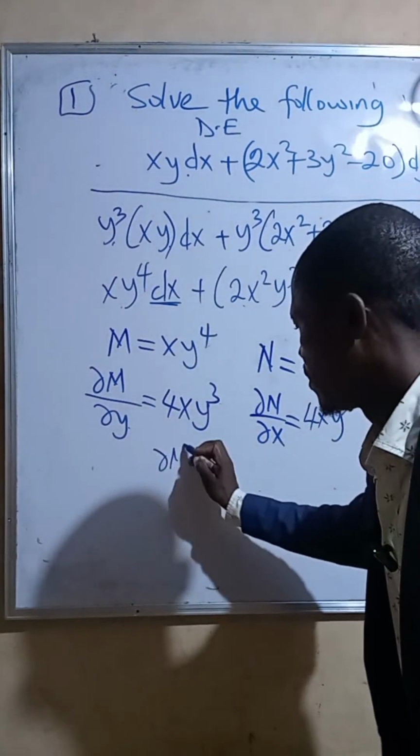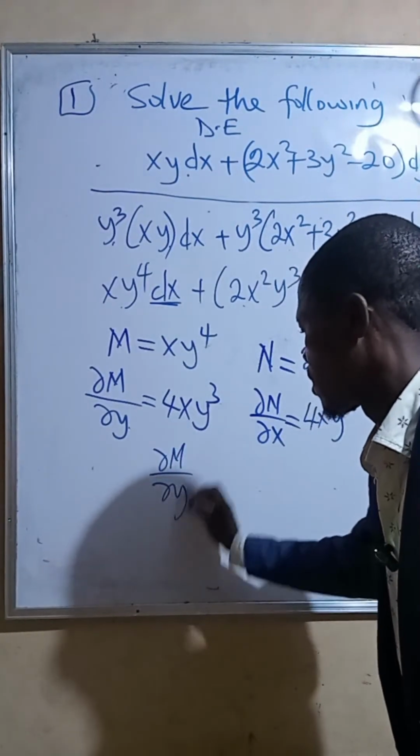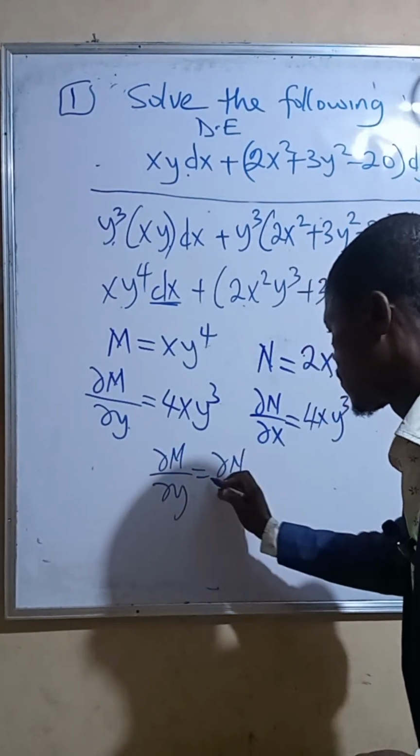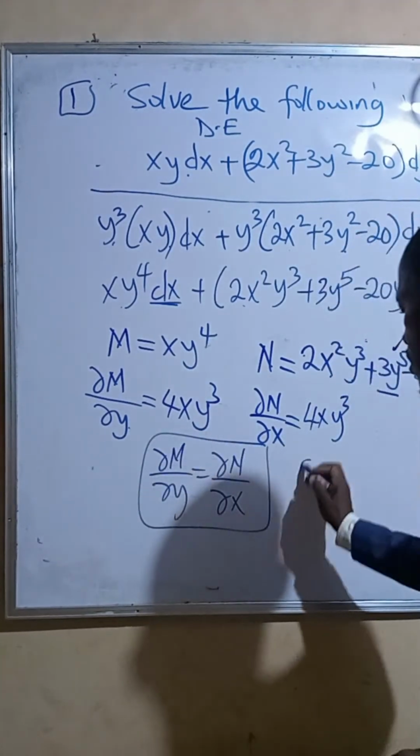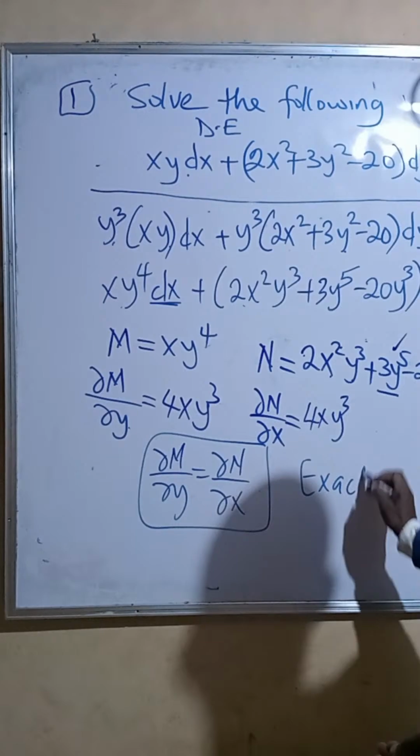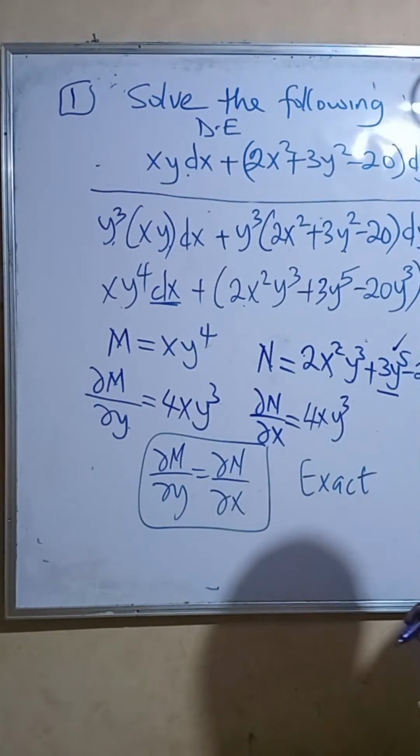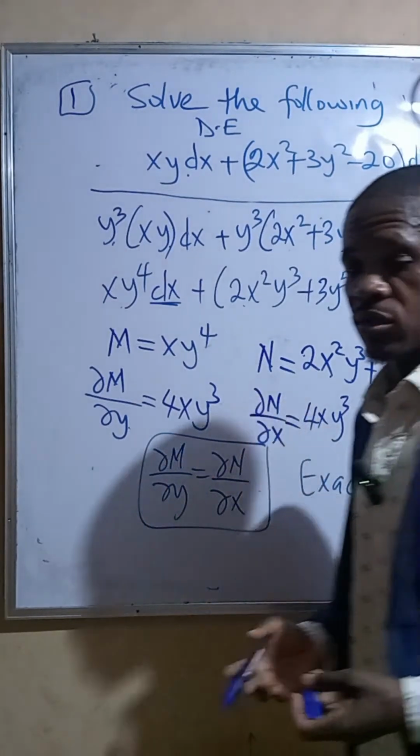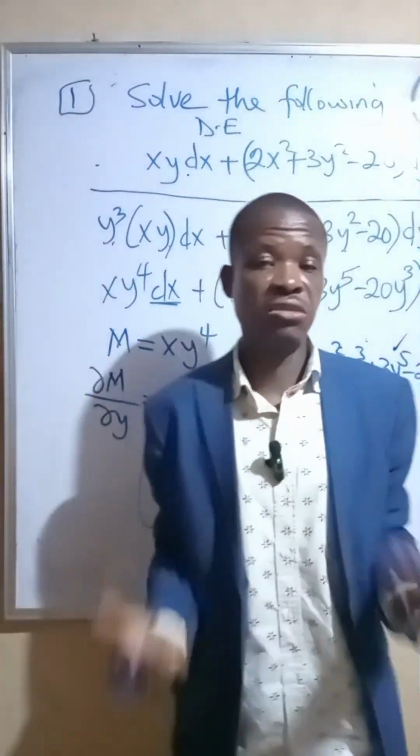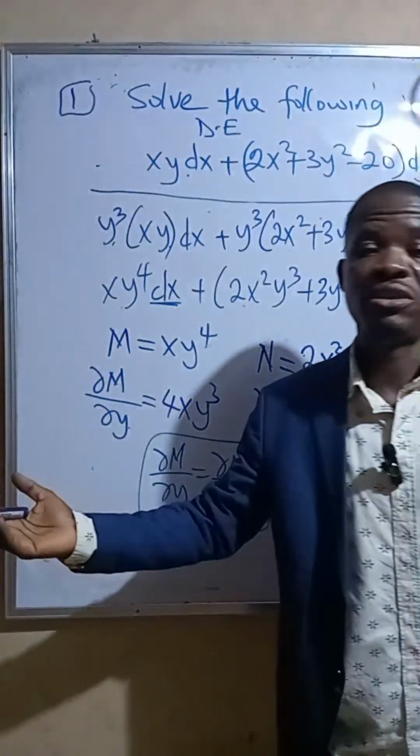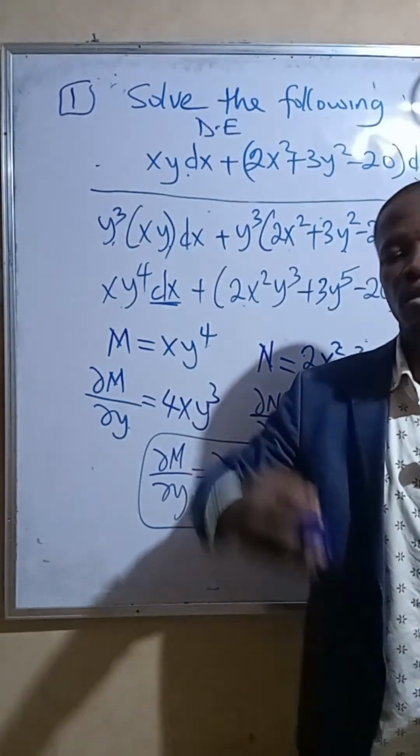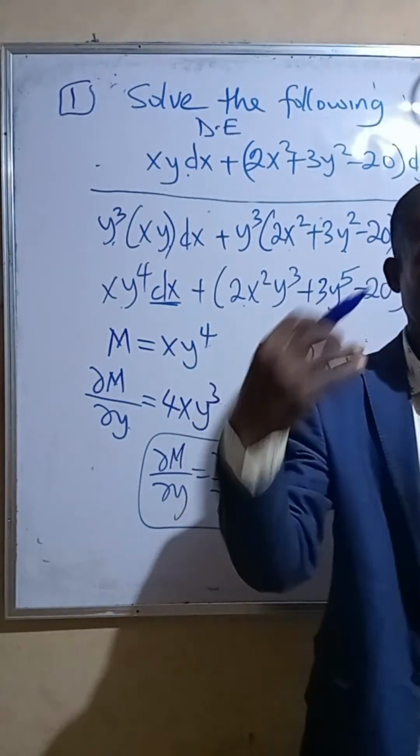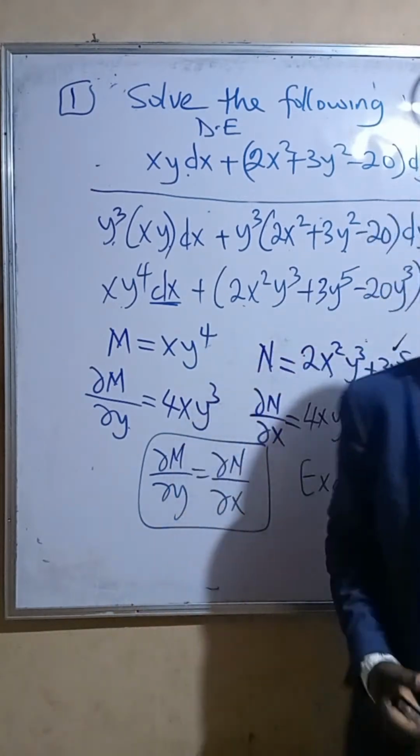So automatically, this is now exact. This is an exact differential equation. The moment you use your integrating factor to multiply the given inexact equation, automatically it will be exact.